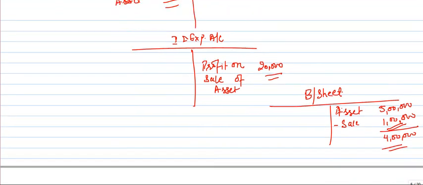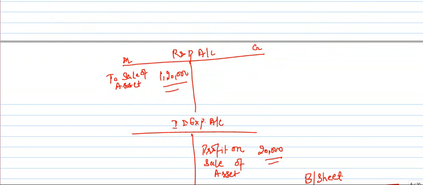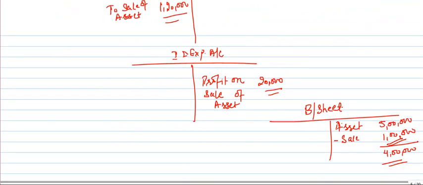Clear? So this is very important. Be careful while you are doing the treatment of fixed assets, right? Where you want to take the profit, where you want to take the book value, and where you want to take the proceeds. What are proceeds? Proceeds are book value plus the profit, right? So total proceeds are taken to the receipt and payment account, book value is taken to the balance sheet, and profit is taken to the income and expenditure account. Clear? So be very careful while you do this.